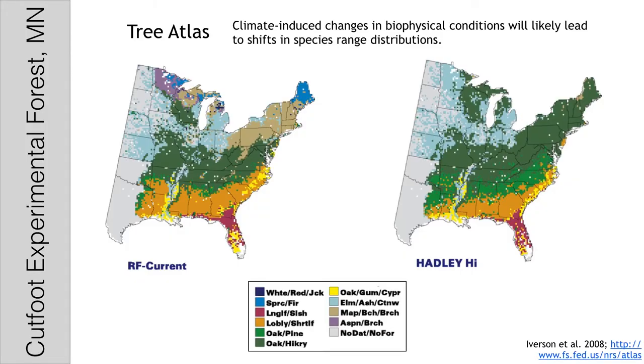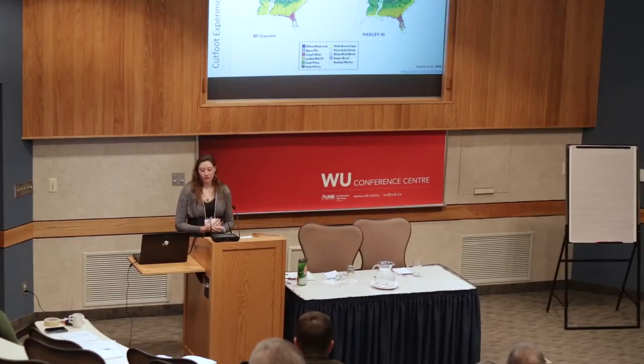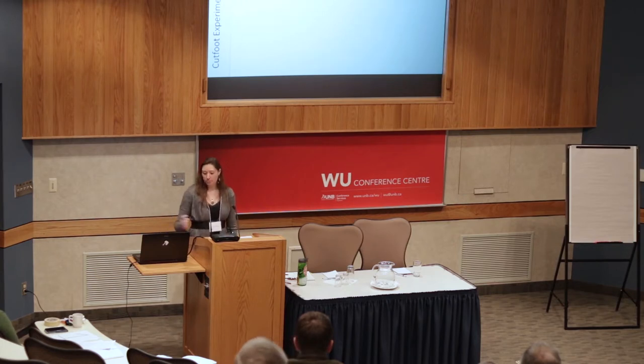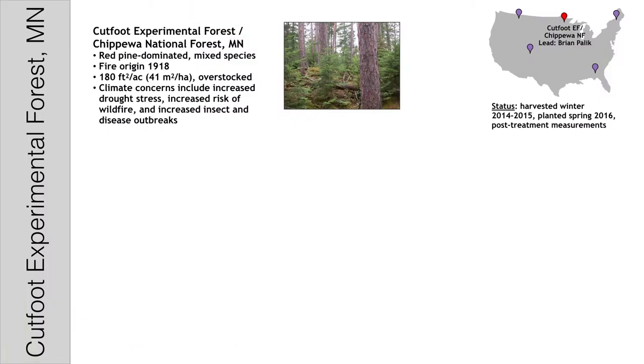And then we use the Tree Atlas to help determine which species to plant at this site. Again, this is just a tool to look at species shifts in distribution across the eastern U.S. And so this helped inform some of the decisions that were made on what species to plant at the Minnesota site. And so again, here's our current condition. It's red pine dominated from this fire origin of 1918 and 180 feet squared per acre.